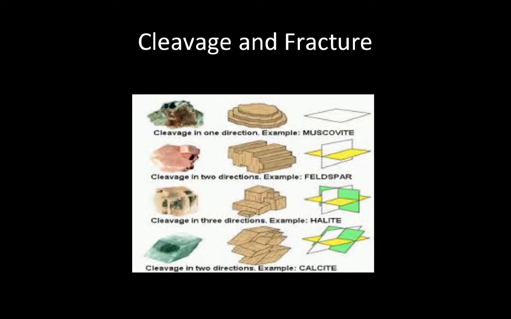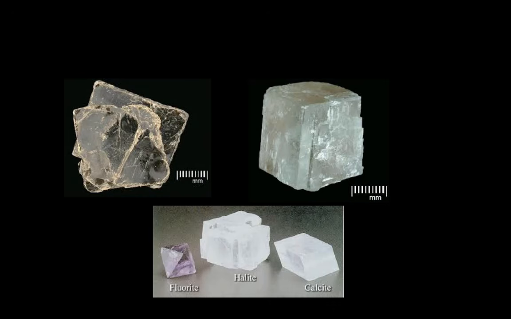Cleavage in three directions, our example is halite. It will look like blocks built up on each other. And our last example of cleavage is this calcite on here. It has cleavage in four directions, so it kind of looks like a trapezoid-ish parallelogram.